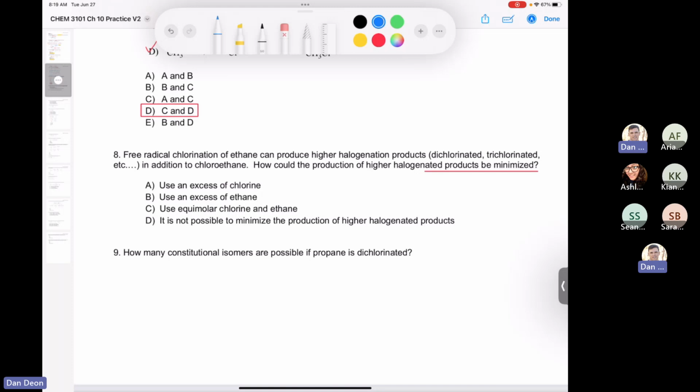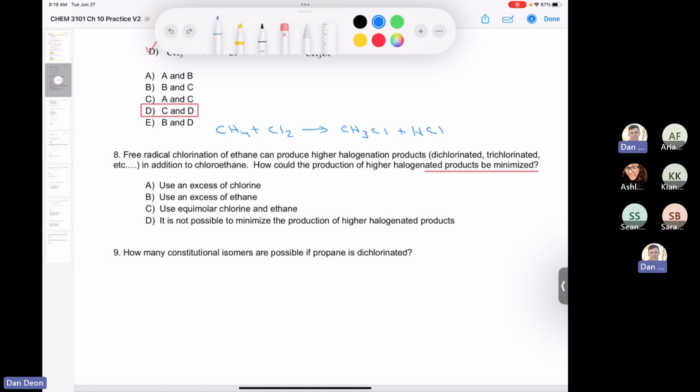We talked about this last class where we said, okay, if you take methane and you add chlorine, and this is the reaction that we just talked about 3 seconds ago, okay? Once you form methyl chloride, that's going to be even more reactive. Then it's going to make dichloromethane, trichloromethane, chloroform, etc., and then carbon tetrachloride. So how do we minimize that? Does anybody remember?